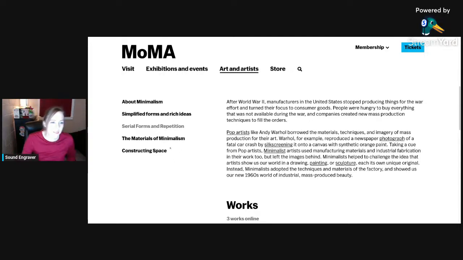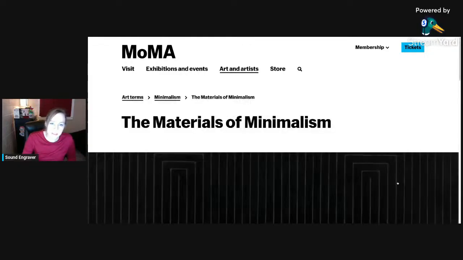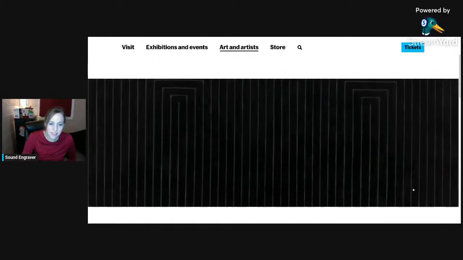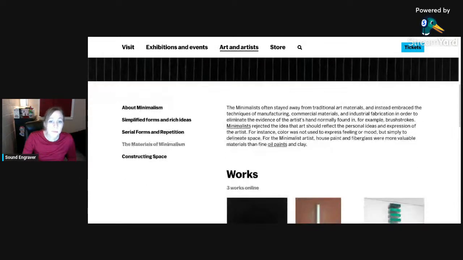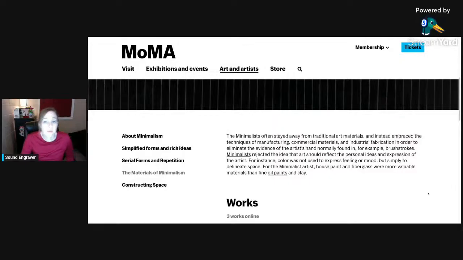So that was serial forms and repetition. Materials, as we've talked about. So this is Frank Stella's, one of his black paintings. The minimalists often stayed away from traditional art materials and instead embraced the techniques of manufacturing. So, by the way, let's talk about that real quick. The techniques of manufacturing, well, what is that? That's machine made. That's things coming out of the conveyor belt. That's not personal craftsmanship, and they wanted it that way.